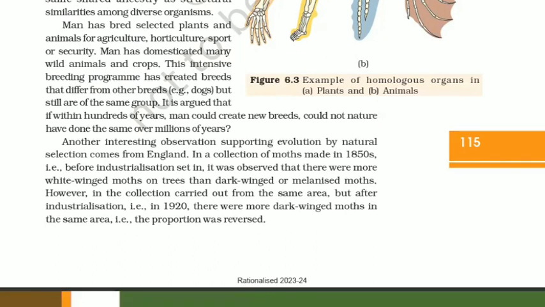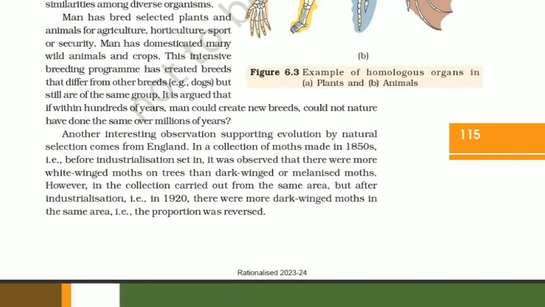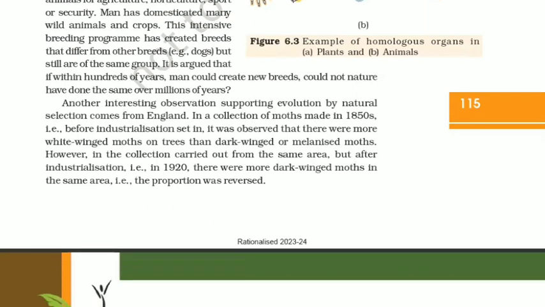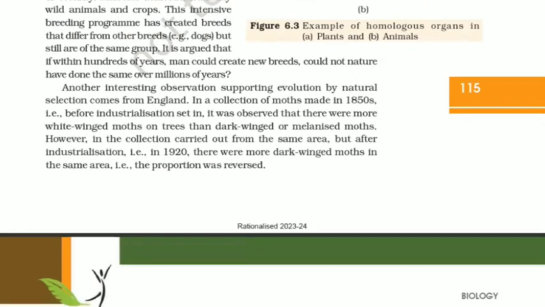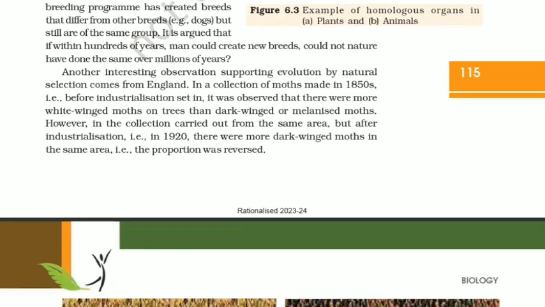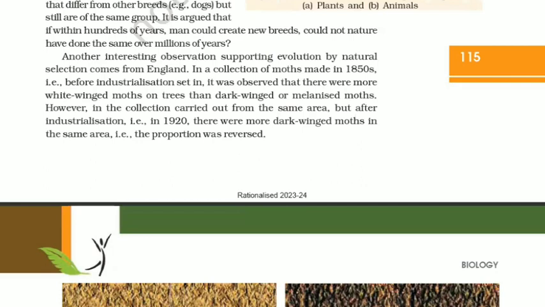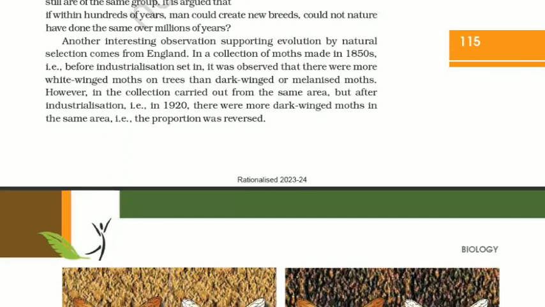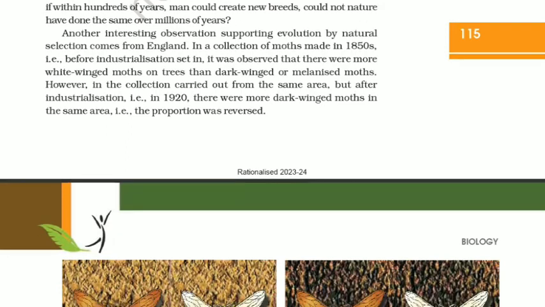Man has bred selected plants and animals for agriculture, horticulture, sport, or security. Man has domesticated many wild animals and crops. This intensive breeding program has created breeds that differ from other breeds, for example, dogs, but still are the same group. It is argued that if within hundreds of years man could create new breeds, could not nature have done the same over millions of years?